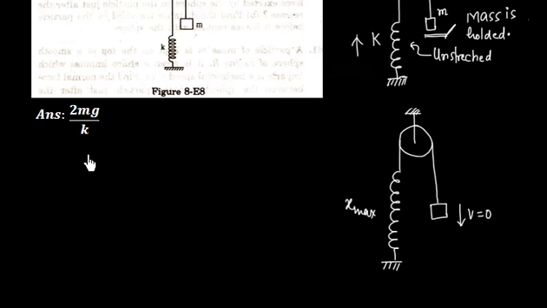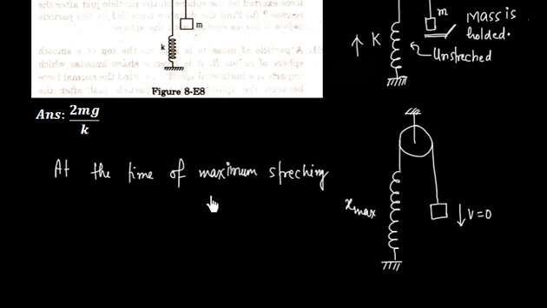So the important point we have, at the time of maximum stretching, the block will have zero velocity. This can be verified logically also. If it has some velocity, then it will stretch more. Then this is not the maximum. So when this is maximum, this velocity will be 0.